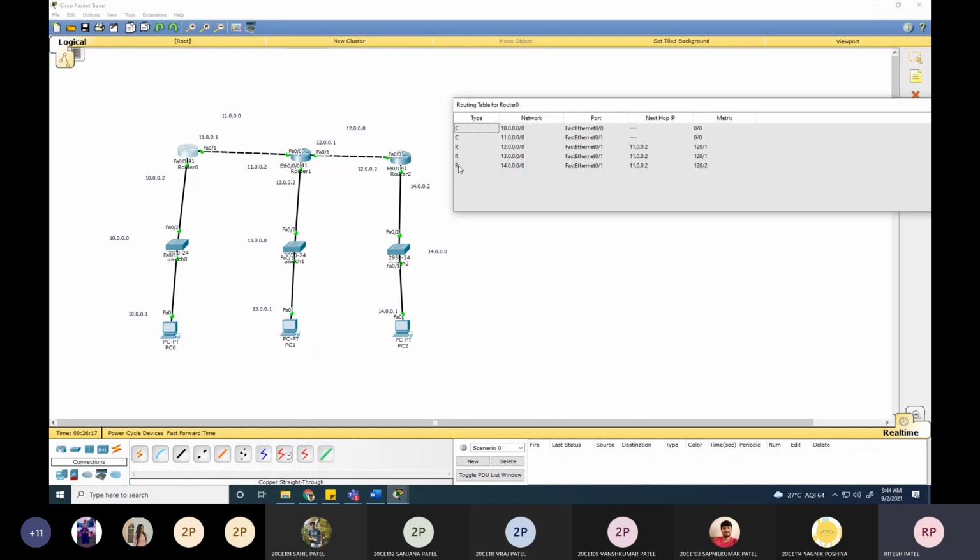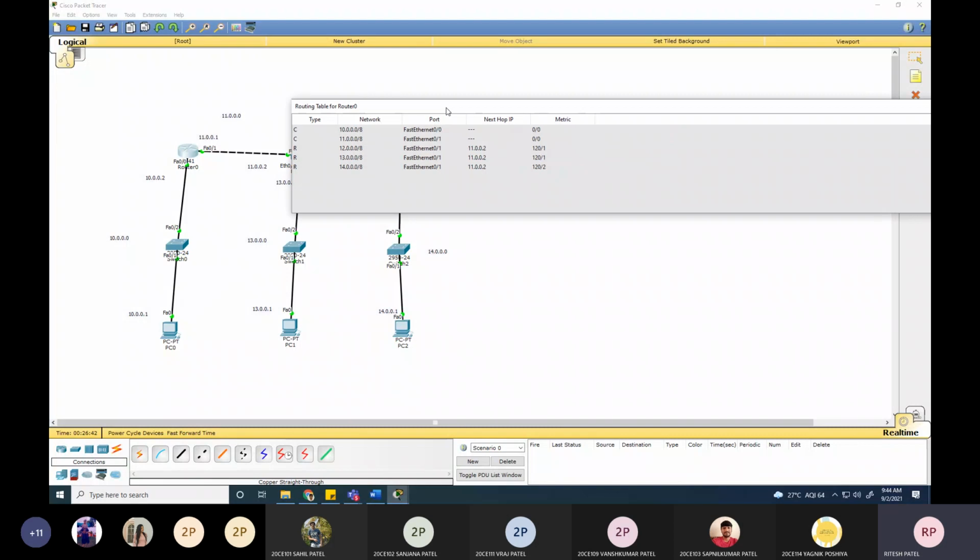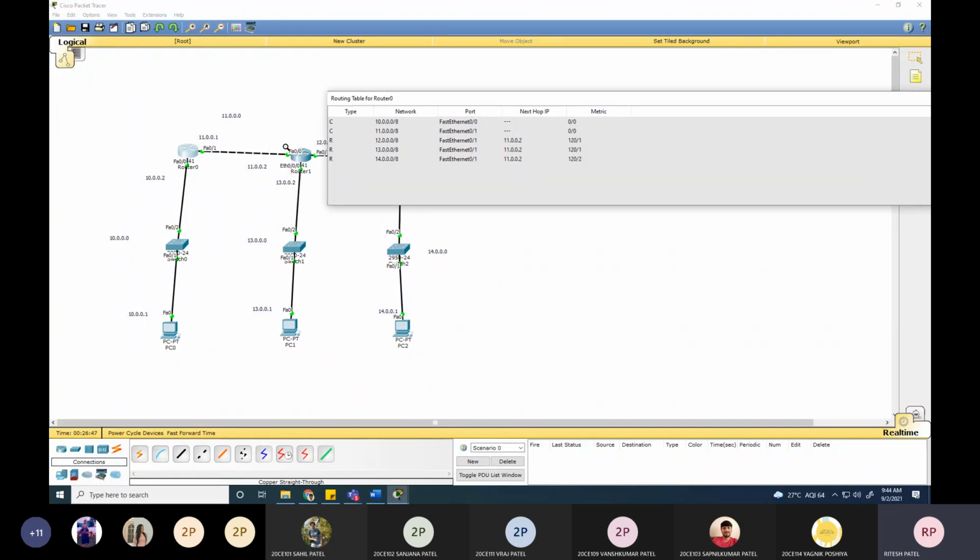So that is indicated by R. R means it has learned from RIP, a dynamic routing protocol. In static routing it shows you S over here, and a directly connected network shows C. So this first column indicates how this route was learned by the router. C indicates a directly connected network, R indicates a route learned by RIP protocol, and S indicates it is learned from static routing. Next, it has automatically taken 11.0.0.2 by default.